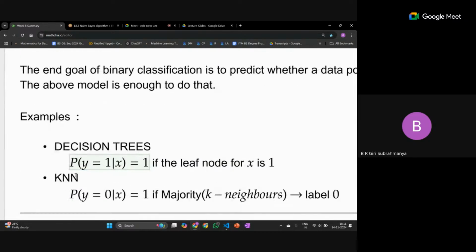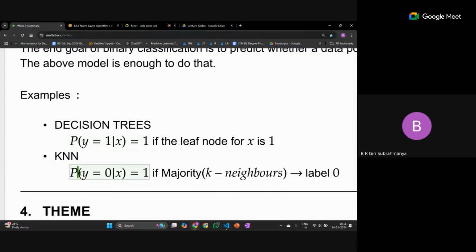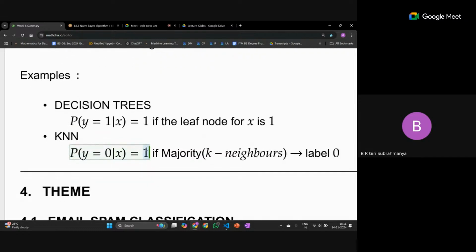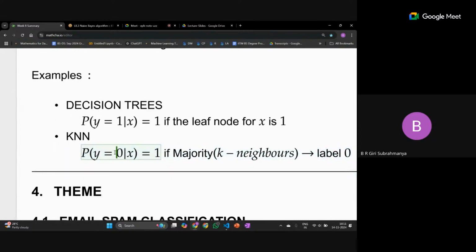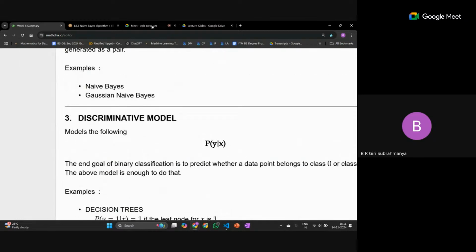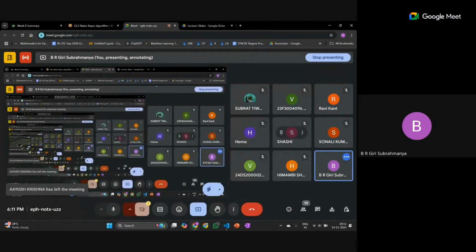So that's the thing. And again for KNN, what is the probability that the label is going to be equal to 0 given that some data point has occurred? And if that is equal to 1, when will that be equal to 1? When the labels for the majority of the data points are 0, right? You have k neighbors, and if the majority label is 0, then this probability is going to be 0, right? So this is again clearly saying whether it's 1 or 0. So this is a discriminative model. Is it clear till now? Fine.